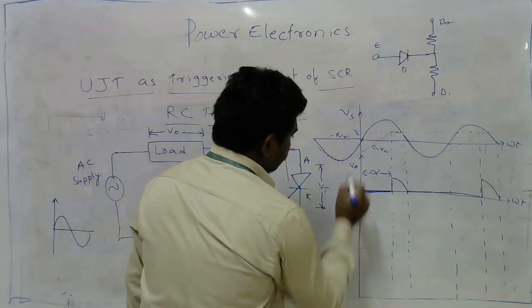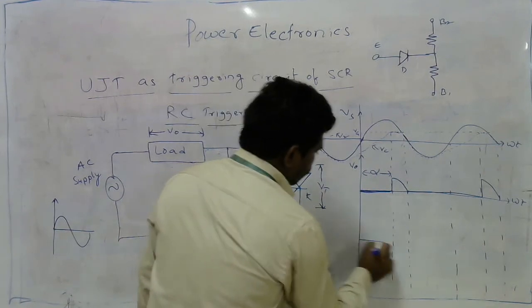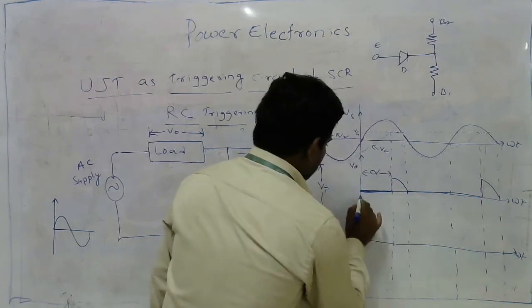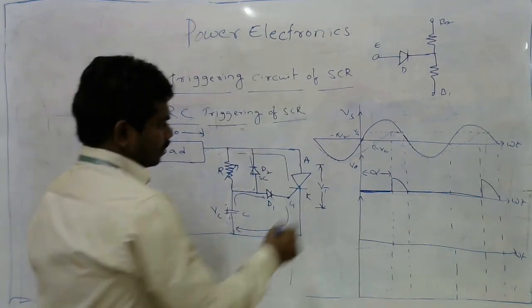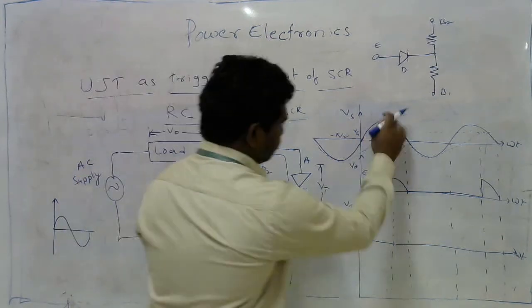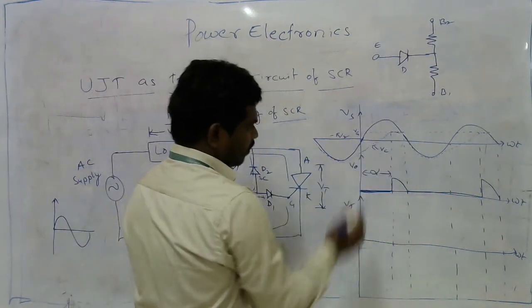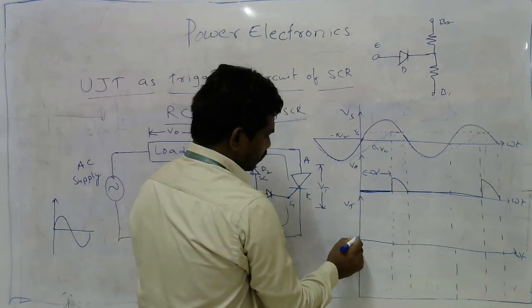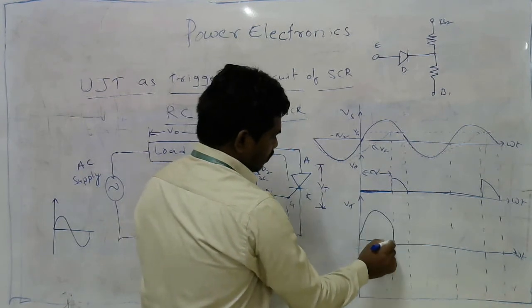This is my output voltage. Next, I am drawing the voltage across the thyristor. The remaining portion, what is not covered in the output voltage, will be available across this. Very simple. Like this.